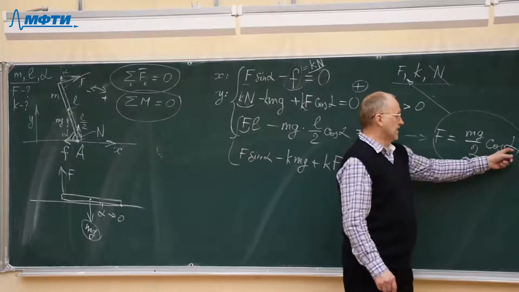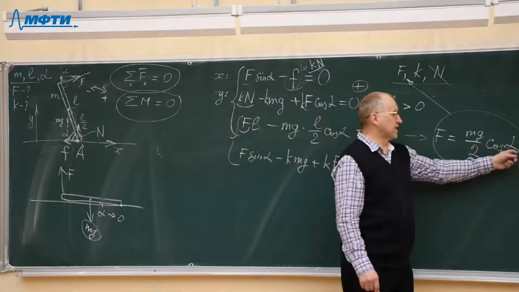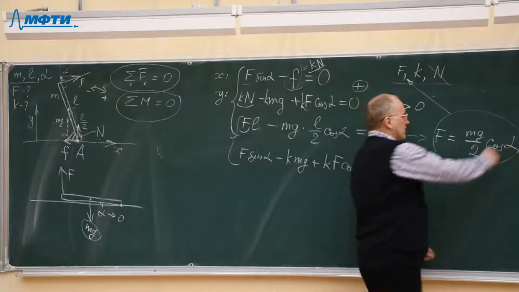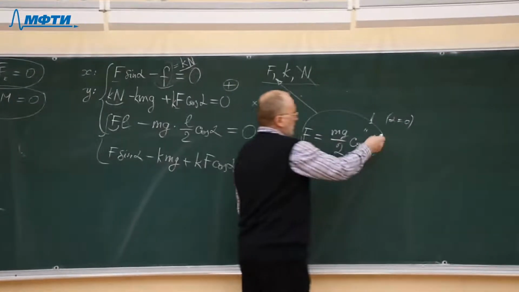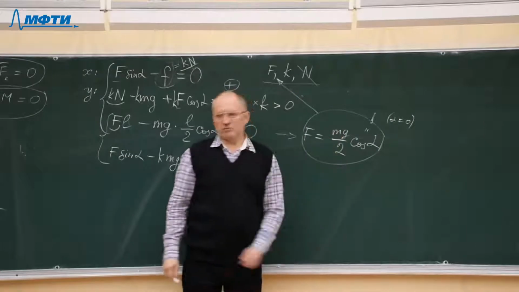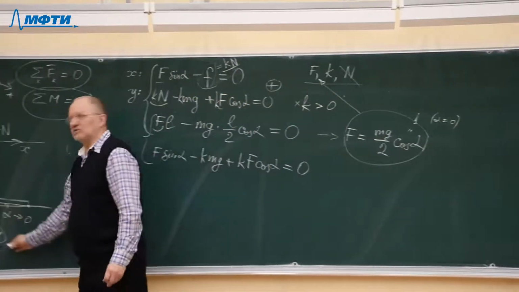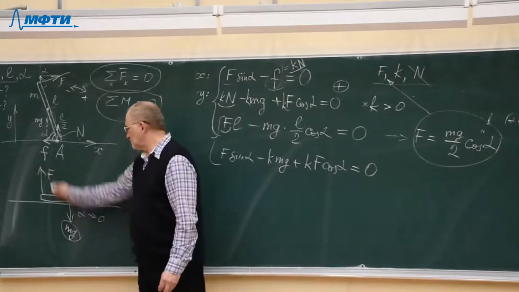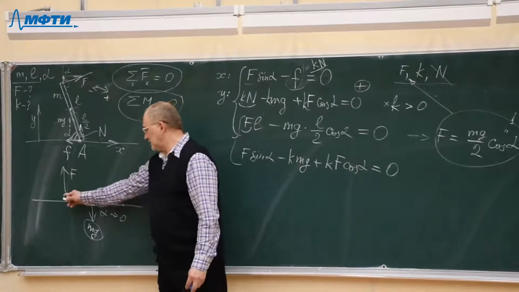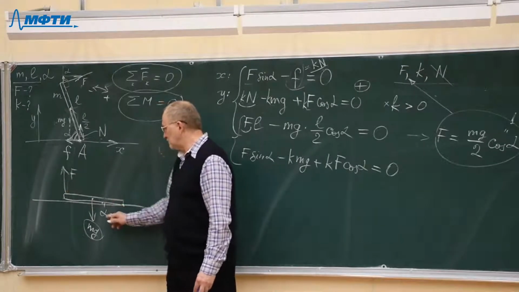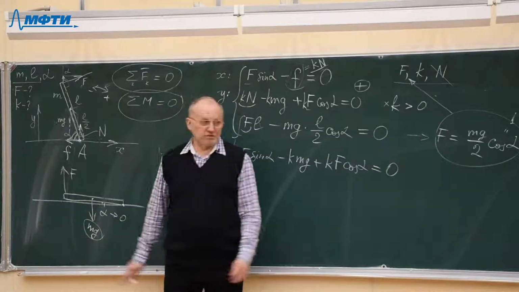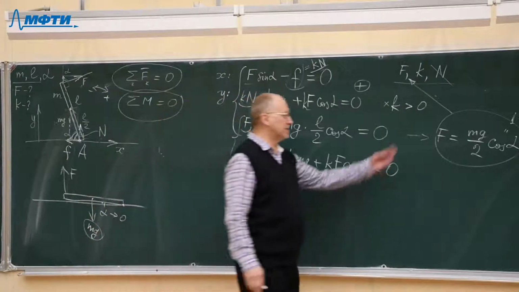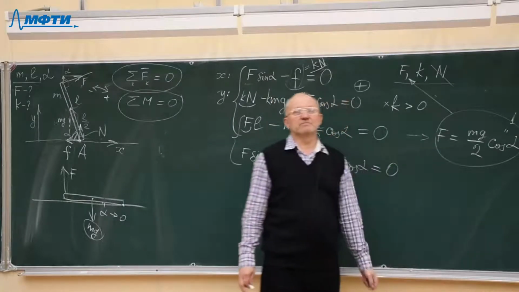If alpha is 0, then cosine alpha is equal to 1. In this case, for alpha 0, we obtain the correct result, which is obvious without even solving the problem. We understand that in this case, when alpha is 0, the force F must be half the weight of the rod. This is obvious, and we obtained it, and our formula gives this result.